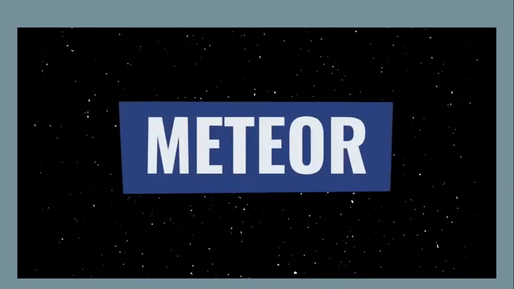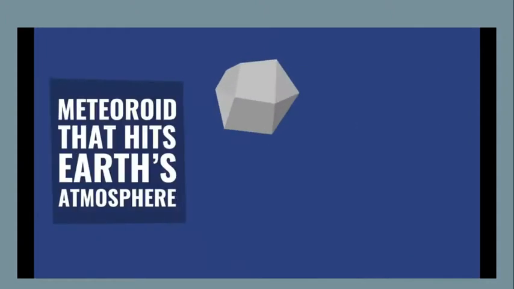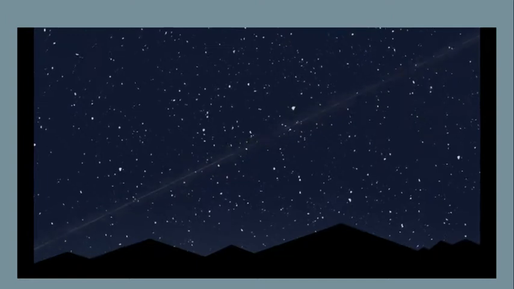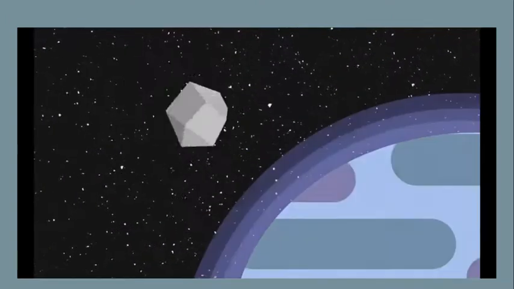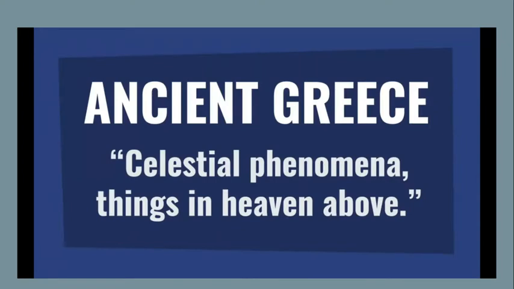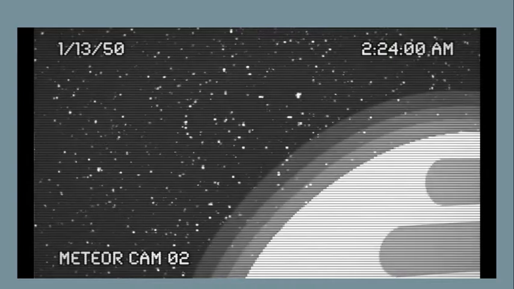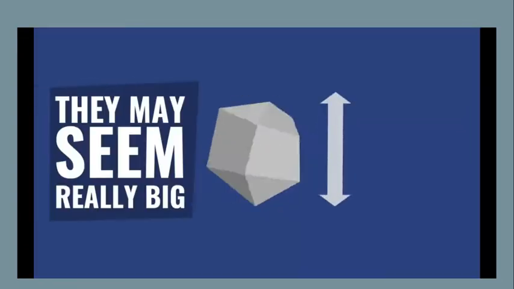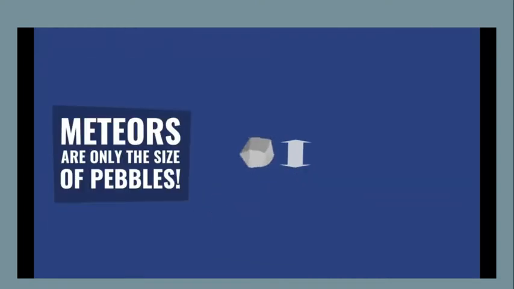Next are meteors. Simply put, meteors are just meteoroids that actually hit Earth's atmosphere. We know these better as shooting stars. As a meteor hits our atmosphere, it burns up, causing a big flash of light in the sky. In fact, the term meteor from ancient Greece literally means celestial phenomenon in the heavens above, which refers directly to the flash of light itself. Even though they appear as big shooting stars, meteors are actually only the size of pebbles.